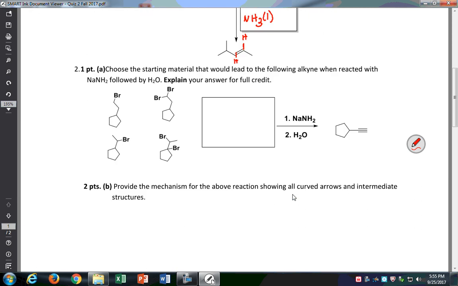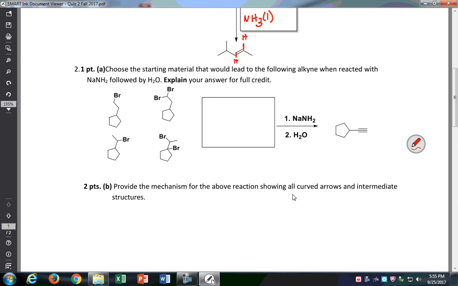So looking at this one, the question is, which one's going to lead to the triple bond? First off, we're starting with no pi bonds and we're forming 2. So it means we're doing 2 eliminations, which means we have to make room for those pi bonds. Notice this carbon, it has 0 hydrogens. Notice this carbon, it has 1 hydrogen. If this carbon has 2 hydrogens, how are we going to get rid of 2 hydrogens?